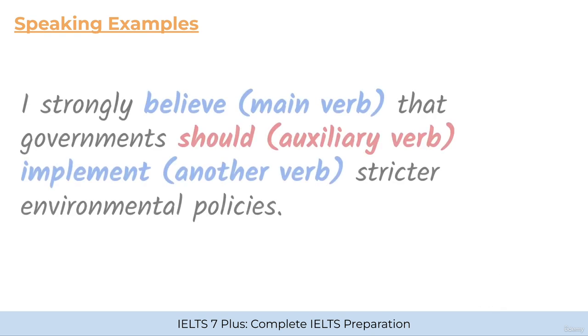Okay, let's see what we've got. So we've got a main verb, which is believe. I strongly believe that governments should... Auxiliary verb. And then implement is another verb. So you can have a main verb, that's absolutely fine, with another verb in the same sentence. So you don't have to just have one main verb. Important point here.